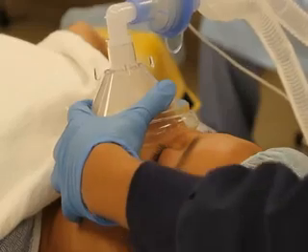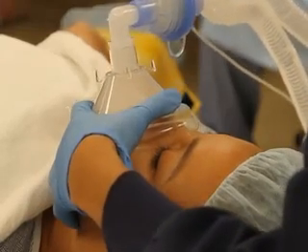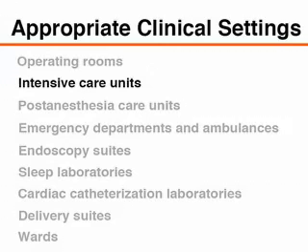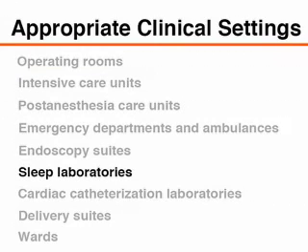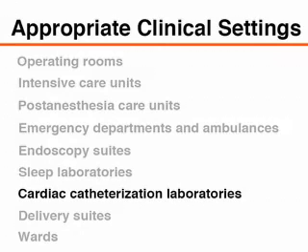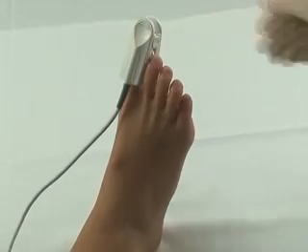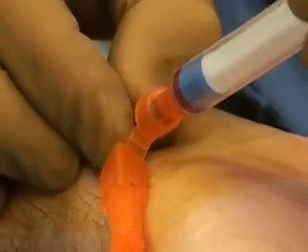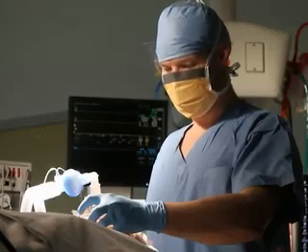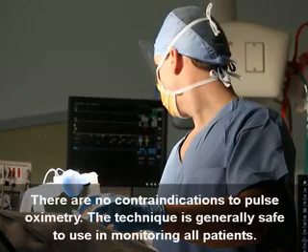Pulse oximetry is indicated in all clinical settings where hypoxemia may occur, such as operating rooms, intensive care units, post-anesthesia care units, emergency departments and ambulances, endoscopy suites, sleep laboratories, cardiac catheterization laboratories, delivery suites, and wards. The use of pulse oximetry in these settings may reduce the need for arterial blood gas analyses and may guide clinical decision-making. There are no contraindications to pulse oximetry, and it is generally safe to use in monitoring all patients.